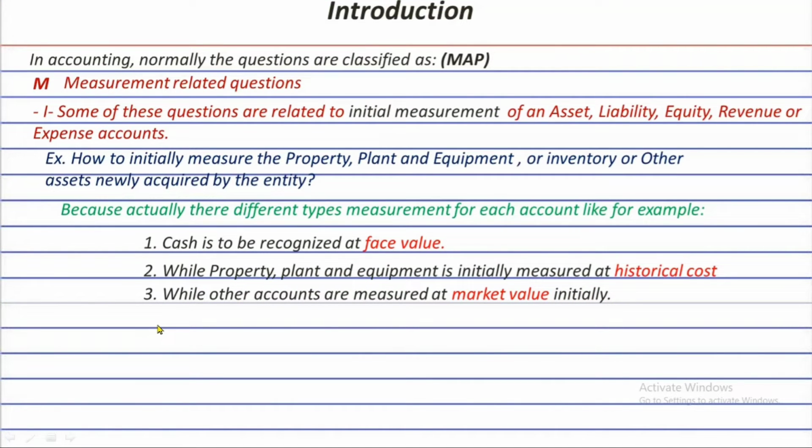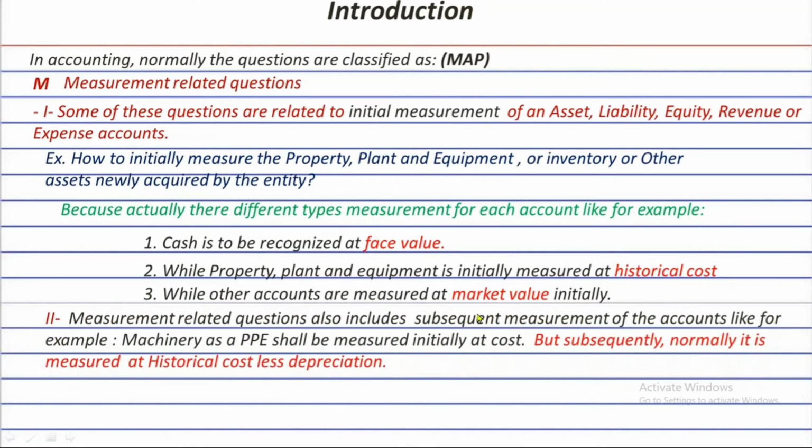Now, aside from initial measurement, these measurement questions might also include questions related to subsequent measurements of accounts. For example, machinery as a member of property, plant, and equipment, as I've told you earlier, shall be measured initially at cost or historical cost. But subsequently, when these properties and machineries are put to use, normally they are measured at historical cost less depreciation. That's just one of the examples. You will know more about this subsequent measurement of other items in the next episodes.